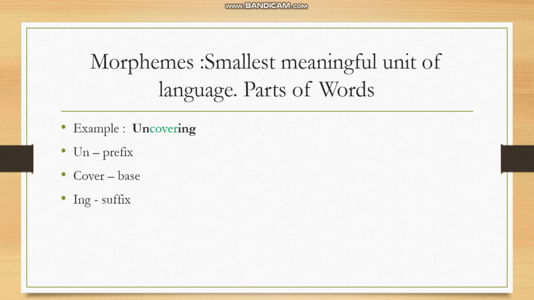A word consists of morphemes. Let's take this example, the word uncovering. Uncovering has two affixes, one at the front and one at the back, and a base word. The base word is cover, un is the prefix as it comes at the front, and ing is the suffix as it comes at the end.